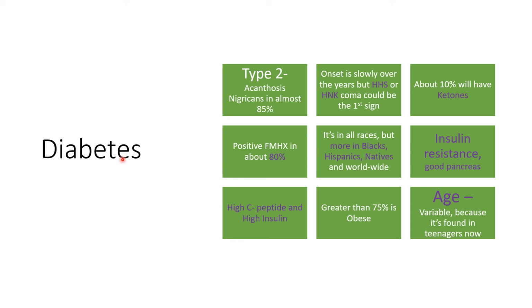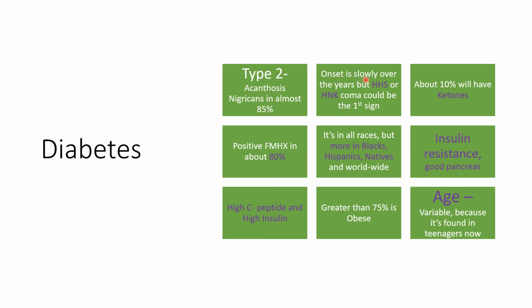Now, type 2. Oh, so somebody is saying I'm familiar with this. Let's go through this together. Type 2, remember I said acanthosis nigricans will be minimal in type 1. Here, it will be significant. It will be present in almost 85% of type 2 diabetes mellitus patients. The onset here is slow.